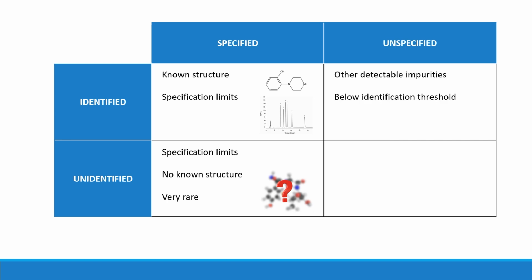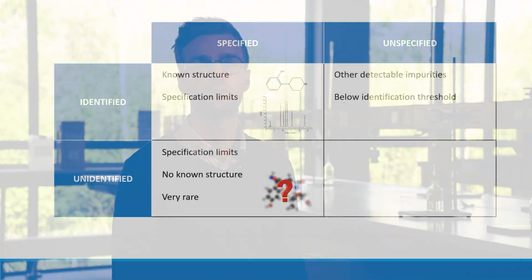The third part of our table contains the unspecified but identified impurities. These other detectable impurities, abbreviated as ODIs, are potential impurities with a defined structure but not known to be normally present above the identification threshold. But why are they then identified?